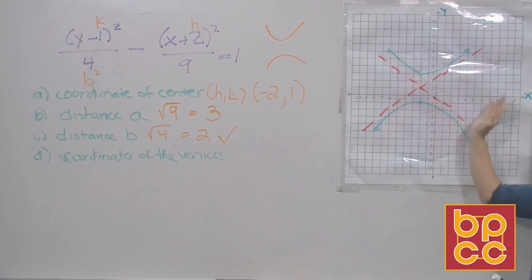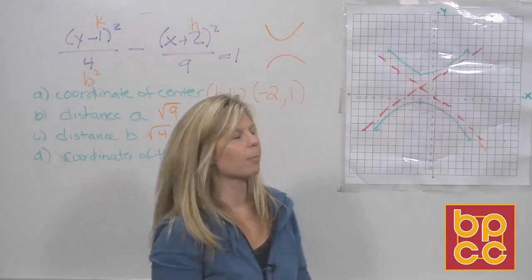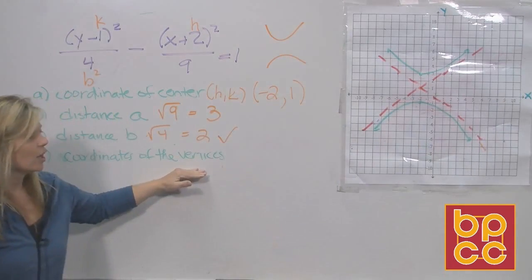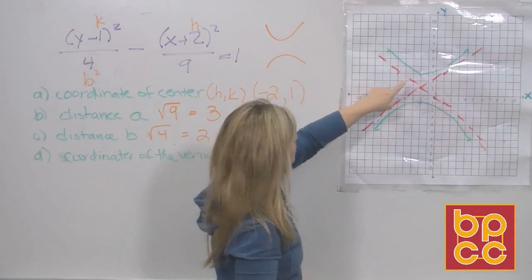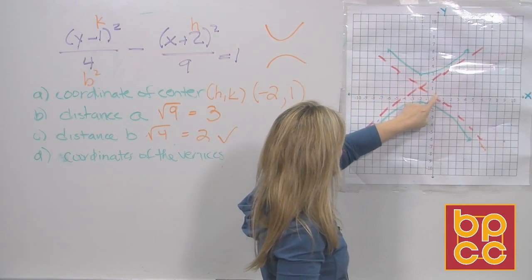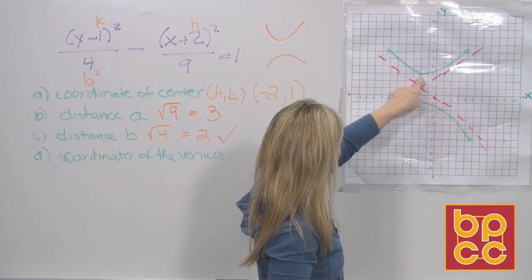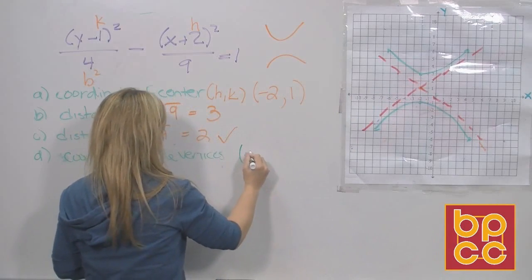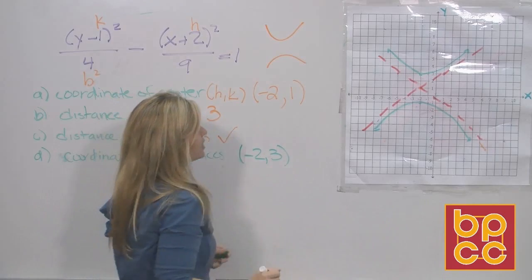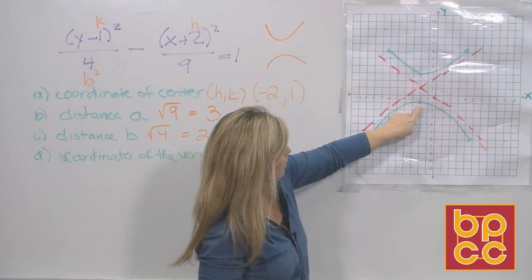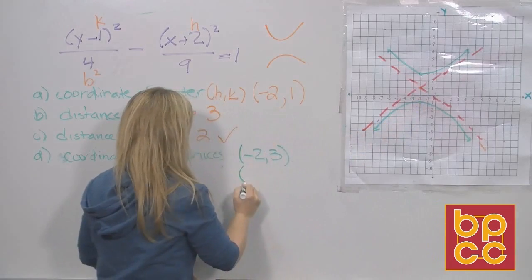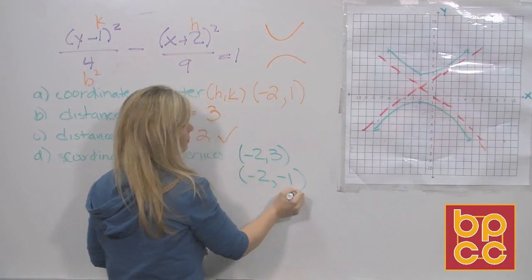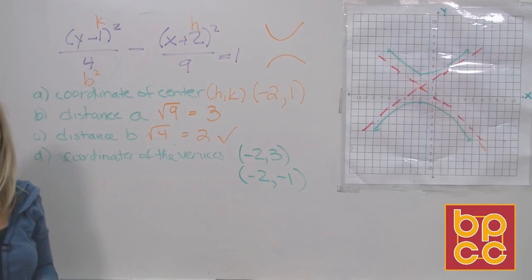So now the only question I could ask you about this hyperbola is the vertices. Those are the 2 points you use to plot the curve. Well, the first vertex is right here. That was at -2, 3. The second vertex is right here. That's at -2, -1. And that's all I need.